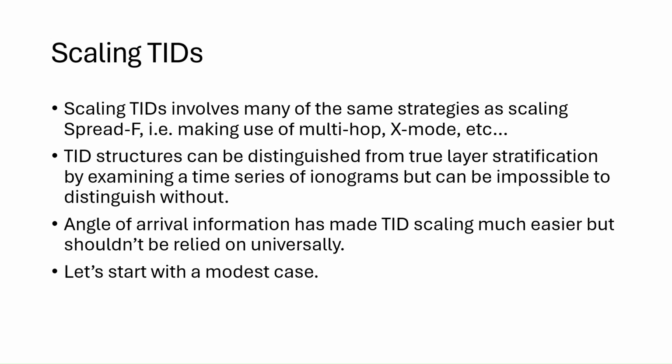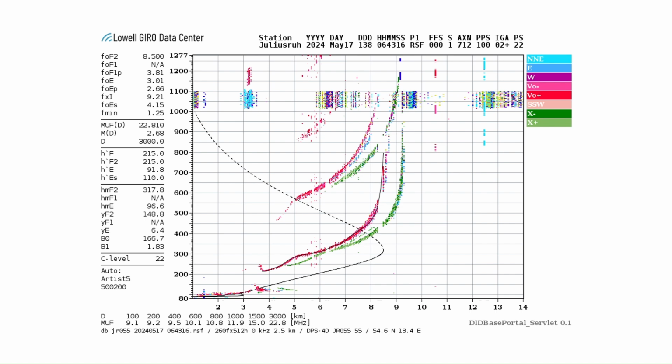Angle of arrival information has made this a lot easier over time. We can definitely reject a lot more echoes than we used to be able to. But we'll just start off with an example case here.